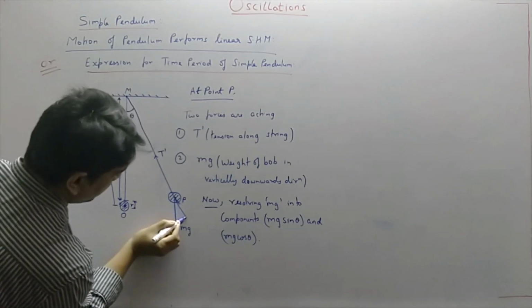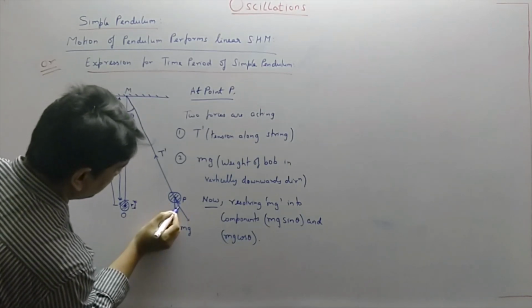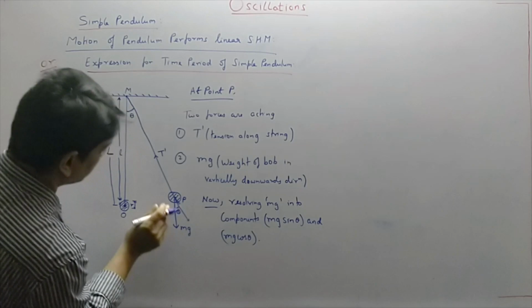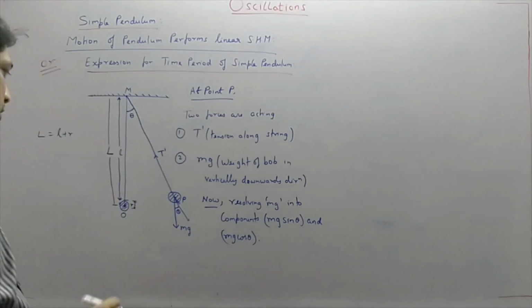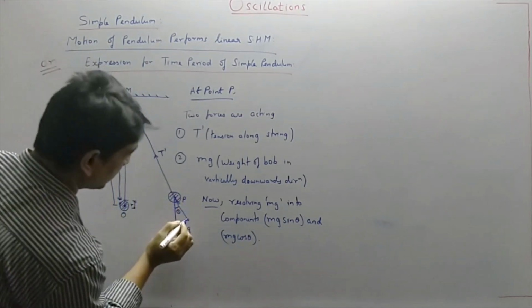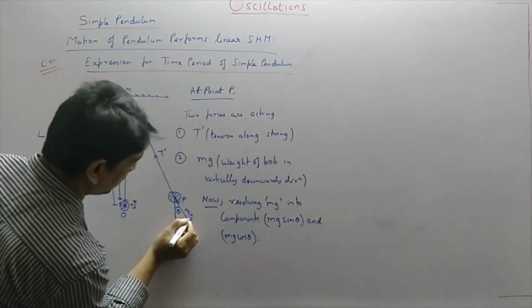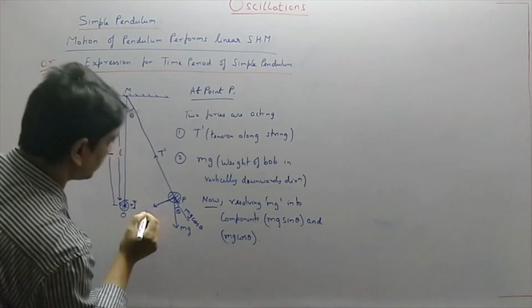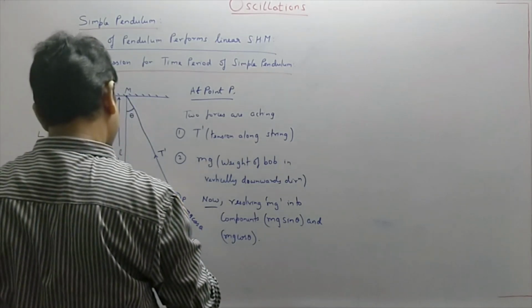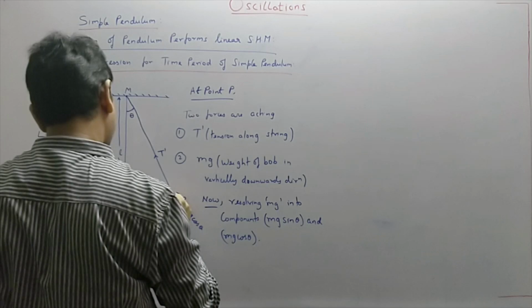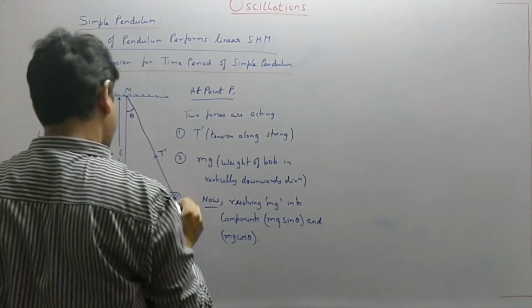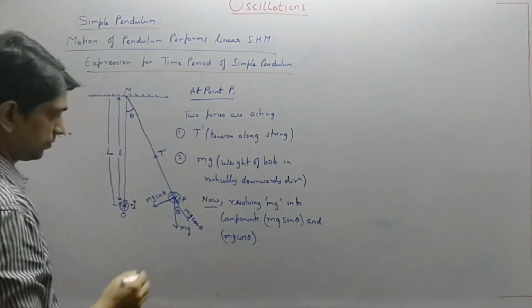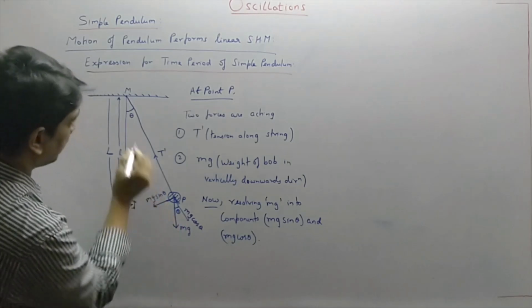This tension is in the string, and we are taking components. This angle is theta here. This angle is theta. So mg is resolved into two components. The adjacent side we are writing as mg cos theta, and the perpendicular one is mg sin theta. Perpendicular component. This angle and this angle are equal.